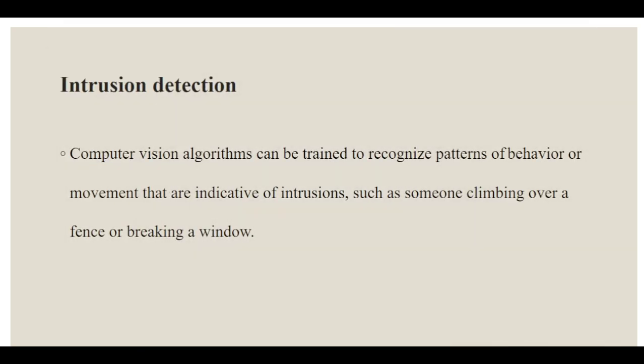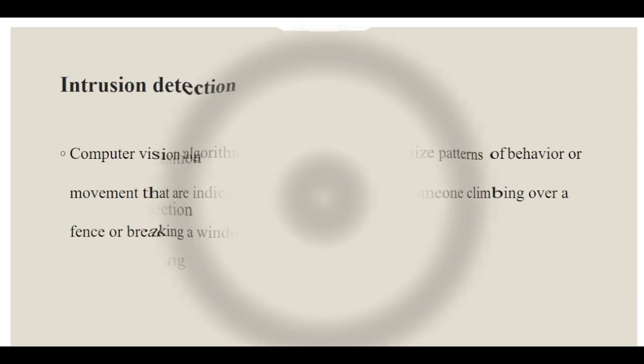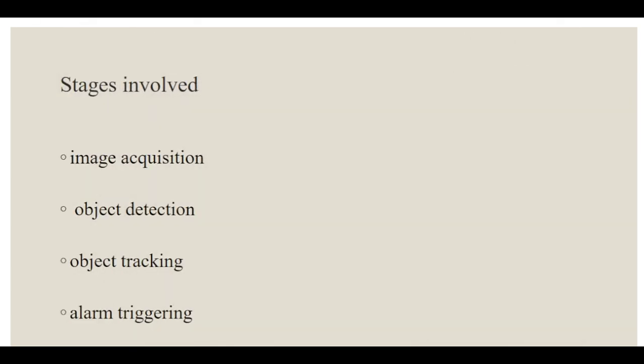Intrusion detection. Computer vision algorithms can be trained to recognize patterns of behavior or movement that are indicative of intrusions, such as someone climbing over a fence or breaking a window. Intrusion detection in computer vision is the process of detecting and alerting when unauthorized persons or objects enter a restricted area. The typical workflow of an intrusion detection system involves several stages, including image acquisition, object detection, object tracking, and alarm triggering. Here is a brief description of each stage.